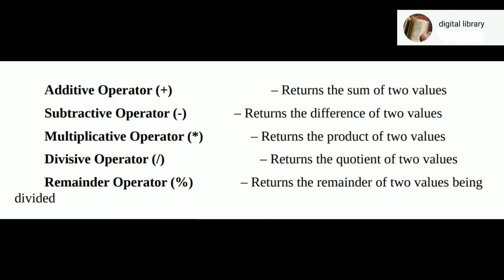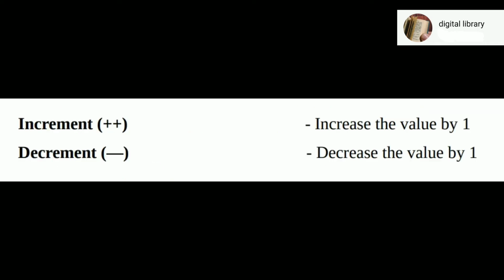Arithmetic operators, these are the most basic form of operators apart from the assignment operator. Additive operator, it returns the sum of two values. Subtractive operator, it returns the difference of two values. Multiplicative operator, it returns the product of two values. Divisive operator, it returns the quotient of two values. Remainder operator, it returns the remainder of two values being divided.